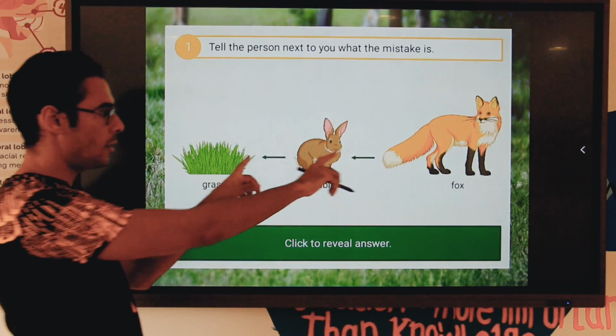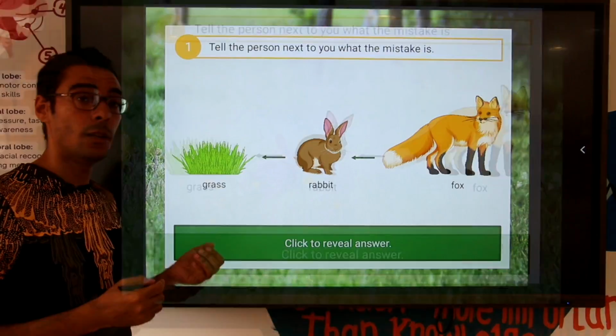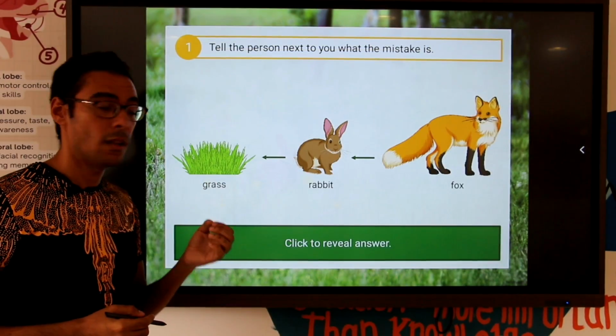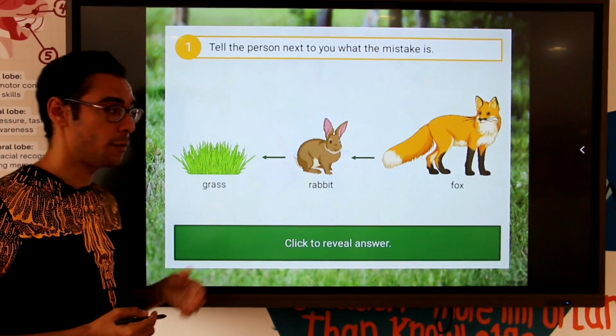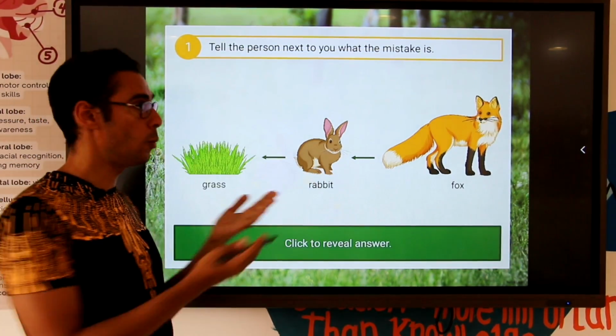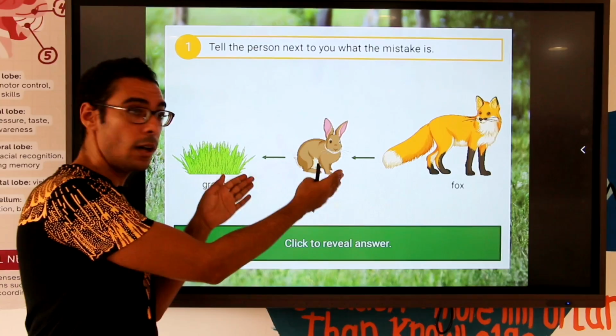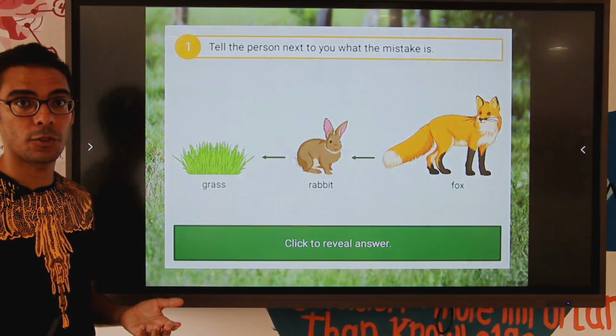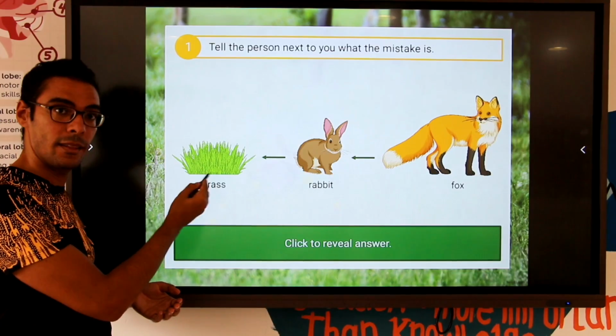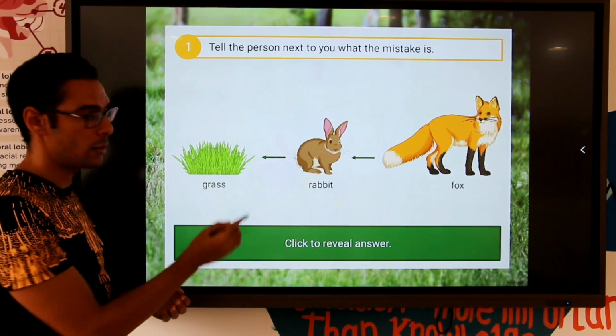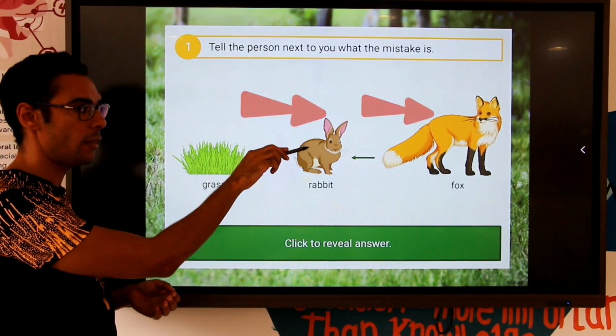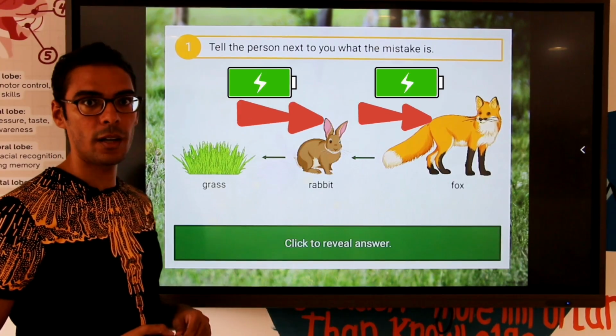Maybe we have to look at these arrows. Look at them. Do you think these arrows represent the correct flow of the energy from one living organism to another within this food chain? So the arrows here point in the wrong direction. The energy flow starts in the grass and it goes to the rabbit. So the arrow must be pointing there. This arrow is wrong as well.